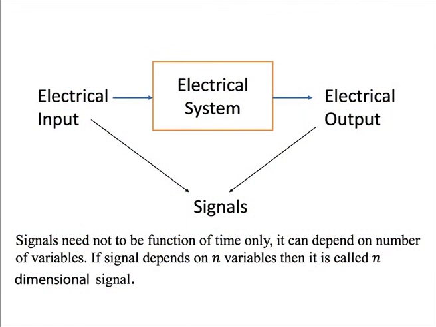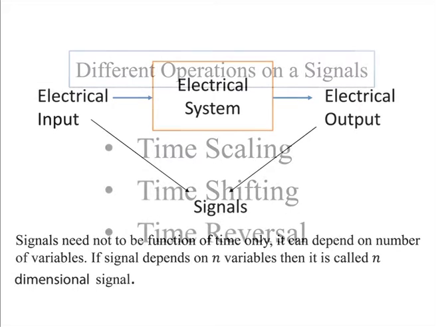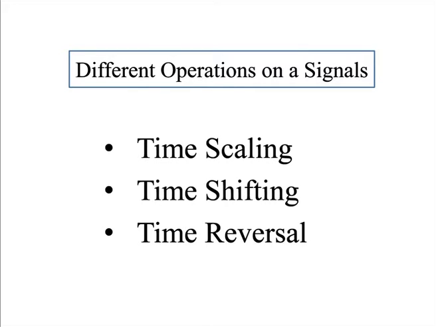Signals need not be a function of time only, they can depend on a number of variables. If a signal depends on n variables, then it is called an n dimensional signal. Now, we will discuss different operations on signals. What kind of operations can we do on signals? The different operations we can do are time scaling, time shifting and time reversal. In the next slide we will discuss time scaling.